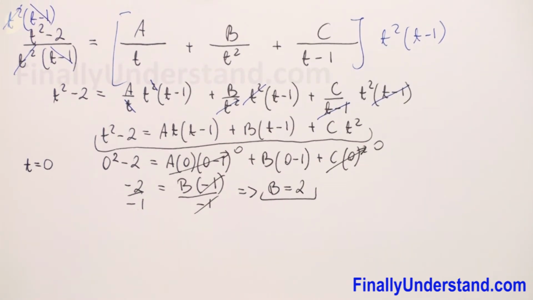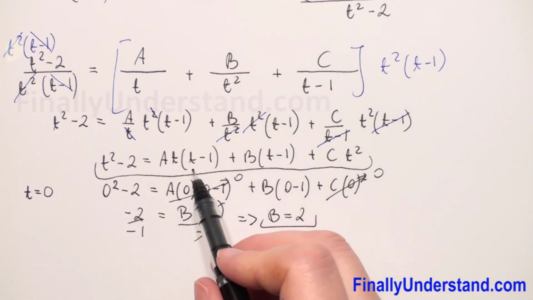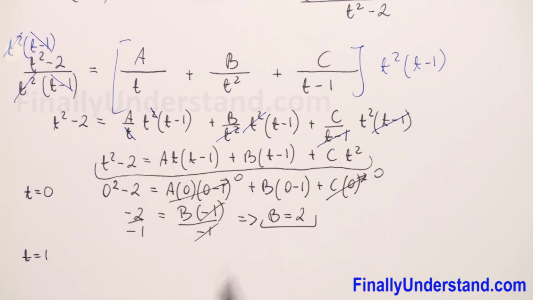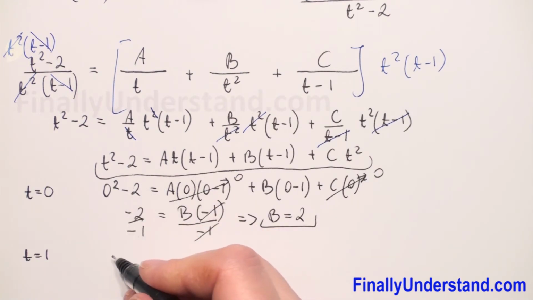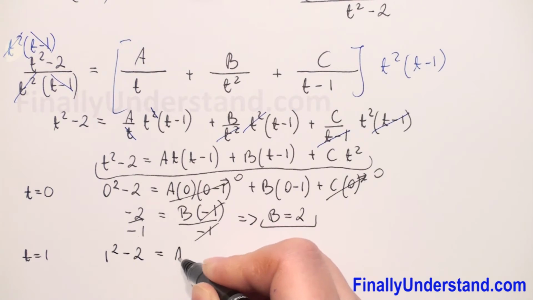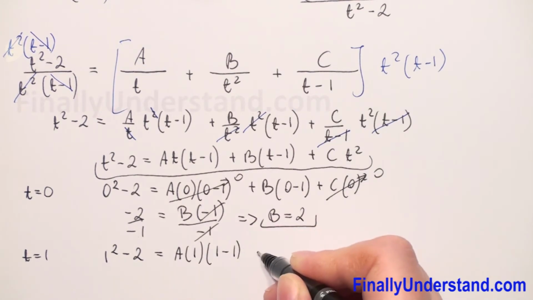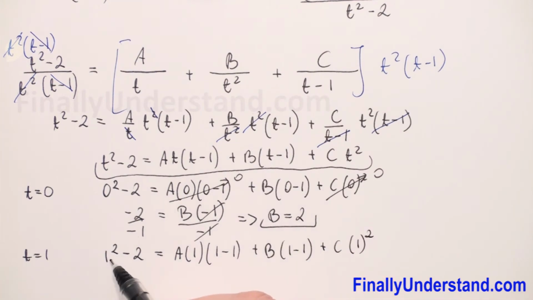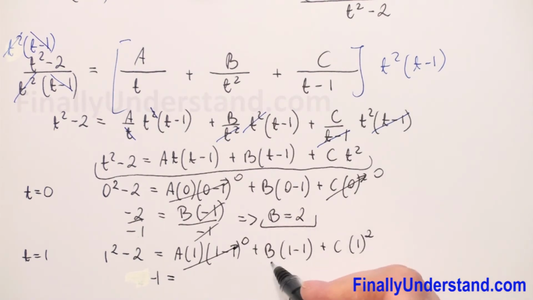Next, we have that when t is equal 1, the first and the second term will reduce, and we will find c. So let's substitute t by 1 now. So it will be 1 to the second power minus 2 is equal to a times (1 minus 1) plus b times (1 minus 1) plus c times 1 to the second power. So 1 to the second power is 1, minus 2 is negative 1, of course. And 1 minus 1 gives me 0, so here will be 0 and 0. So we have only c times 1, which is c. So we have that c is equal to negative 1. We found b and c.